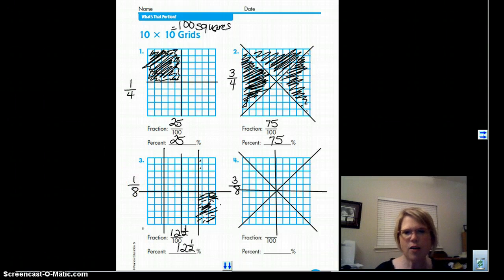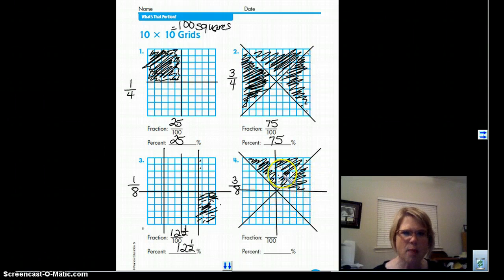And so now what I want is, here's 1/8, and if you don't believe me, that still does equal 12.5%. So let's count them. 1, 2, 3, 4, 5, 6, 7, 8, 9, 10. Here's 11, here's 12, 12.5. So it does equal. Okay, so here's 1/8, here's 2/8, here's 3/8.